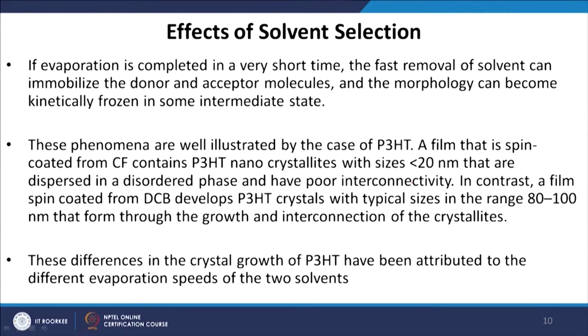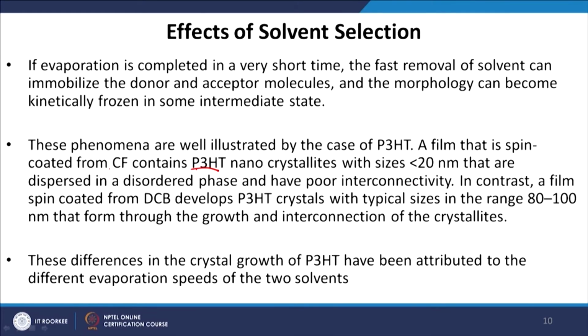These phenomena are well illustrated by the case of P3HT. A film that is spin coated from CF contains P3HT nanocrystallites with size less than 20 nanometer that are dispersed in a disordered phase and have poor interconnectivity. In contrast, a film spin coated from DCB, dichlorobenzene, (CF stands for chloroform) develops P3HT crystals with typical size in the range 80 to 100 nanometer that form through the growth and interconnection of the crystallites. So, basically we choose the same material, P3HT.